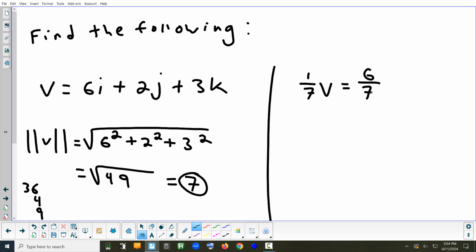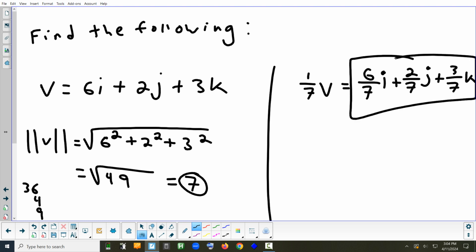Plus 2/7 j, plus 3/7 k. And what kind of vector is that again? That's a unit vector, because it's 7 times shorter than the original one. And the original one was 7 units, so it must be 1 unit exactly. Yep. All right. Any questions on that?